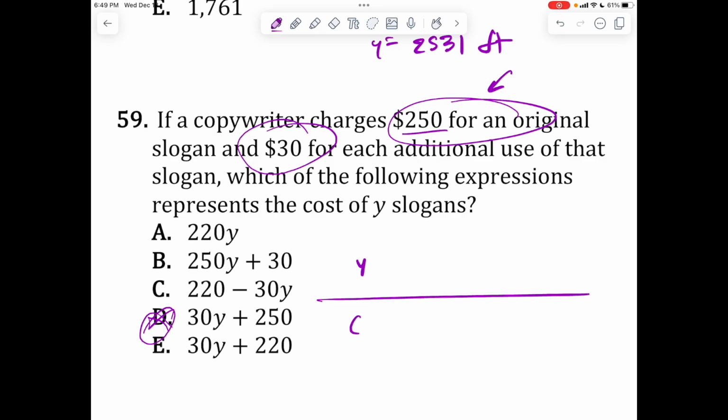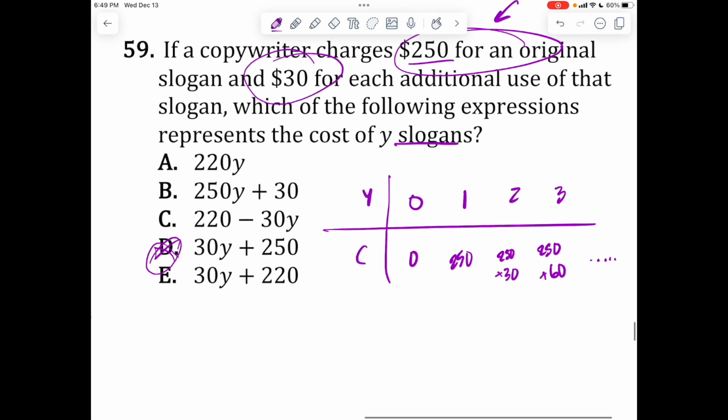So let's just plot, if I have 0 slogans, then my cost is going to be 0. If I have 1 slogan, it's going to be 250. If I have 2, it's going to be 250 plus 30. If I have 3, it's going to be 250 plus 60, right? And it just goes on. You see, just add 30 every time.